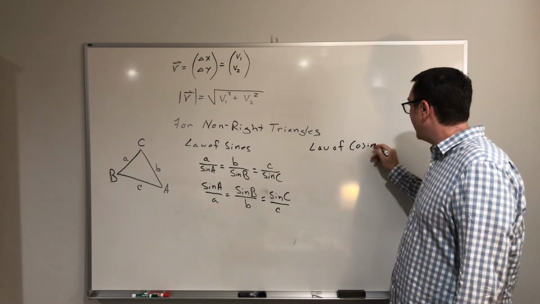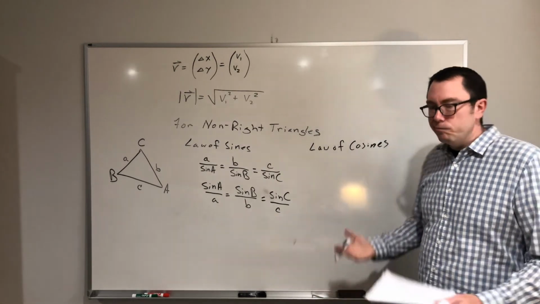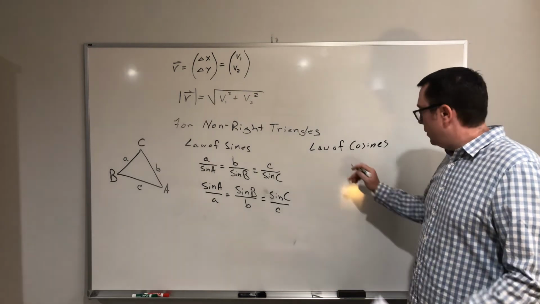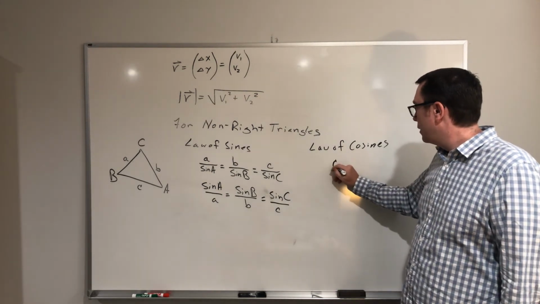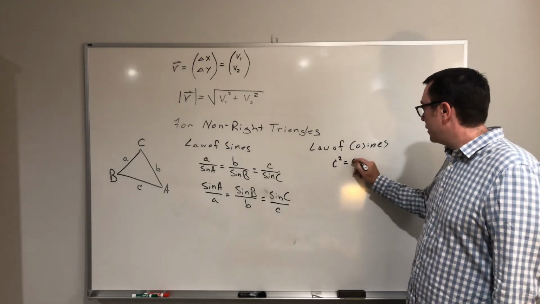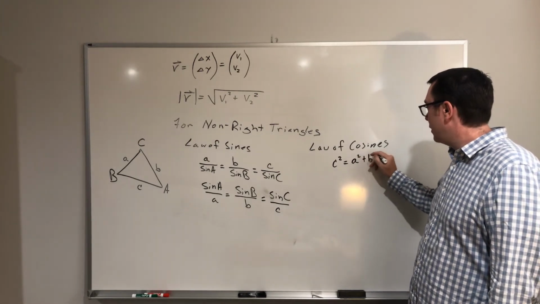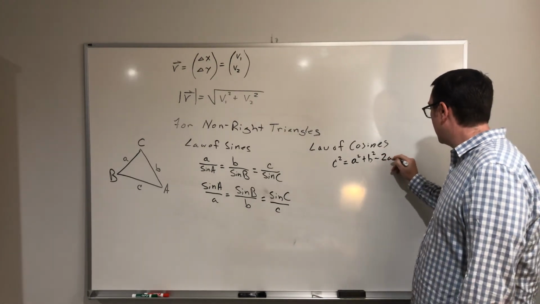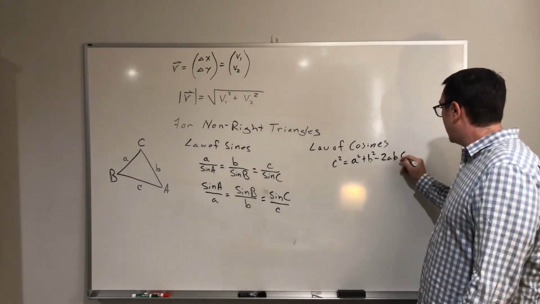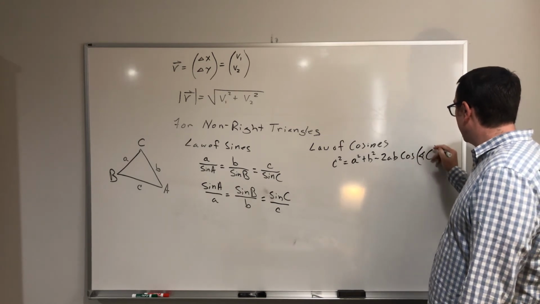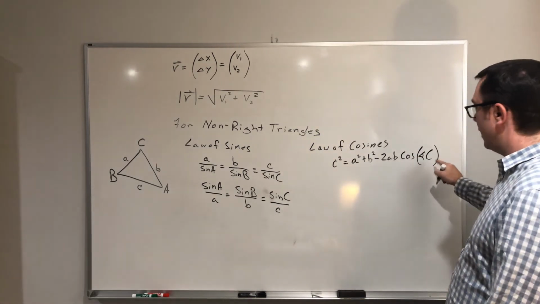We won't do a proof right now. We'll prove these in pre-calculus. So there's kind of like two of them. This one's for sides. So that's side c squared is equal to a squared plus b squared minus 2ab cosine, and I'm going to put this to be specific, angle c. So these are sides, and that's an angle.